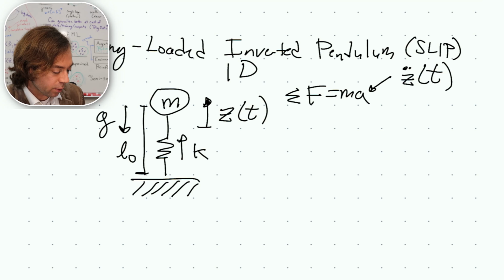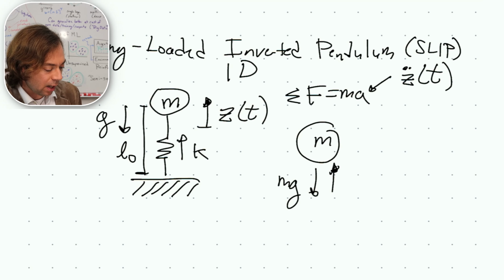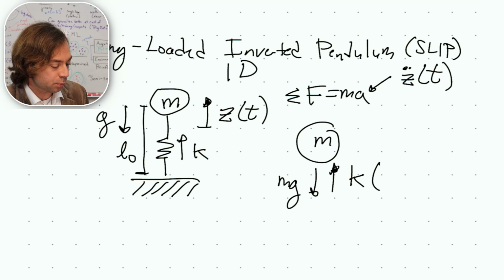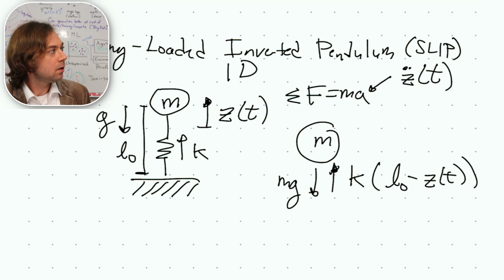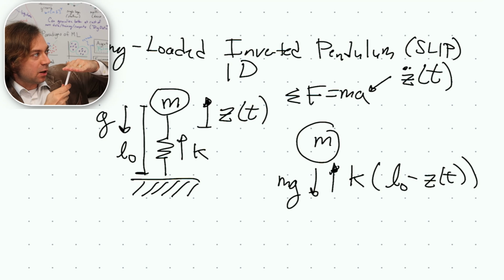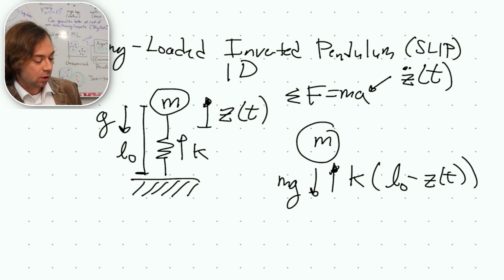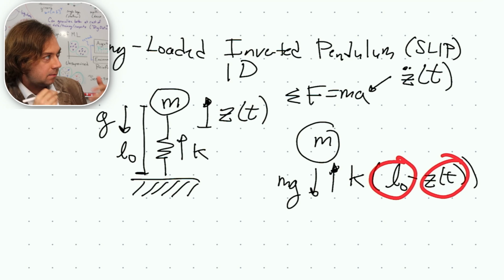And so we're going to sum all the forces, the free body diagram. Down, we've got mg for gravity. And pushing up, we have some spring constant k times the deflection of the spring, and it's going to be L0 minus the height z(t). So that means when the rest length is longer than the actual length, it's going to want to push it up. And up is the positive direction for z. So when L0 is longer than z(t), positive.